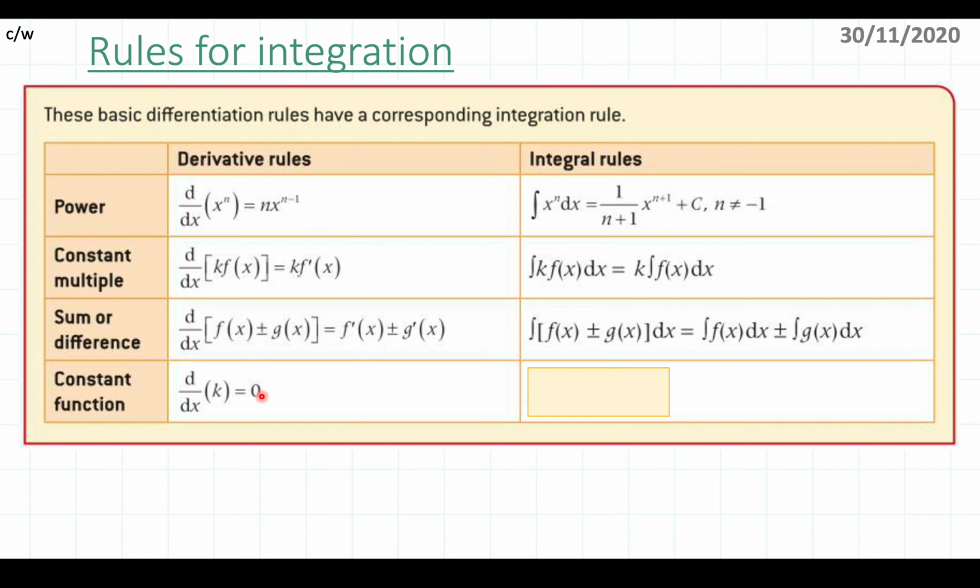Constants differentiate to 0, which means that if you're integrating constants, it's not going to integrate to 0. Actually, it's going to integrate to kx. So dealing with constants in derivatives is different than dealing with constants in integrals, just to be aware of that. And as usual, everything has a plus c in it when you integrate.